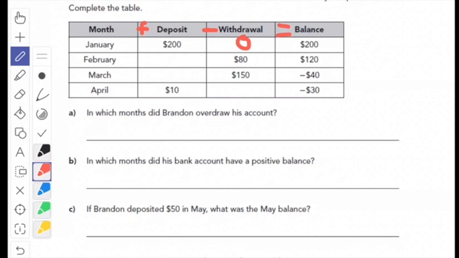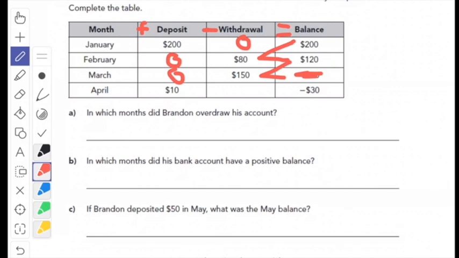So in February, what did he do? He added 0, and then he took out 80. So you go to the previous balance. So he had 200 minus 80 is 120. Next month, March, he deposited 0. He took out 150. Now they have a mistake here. So when you take out 150 from 120, so what you do is this.